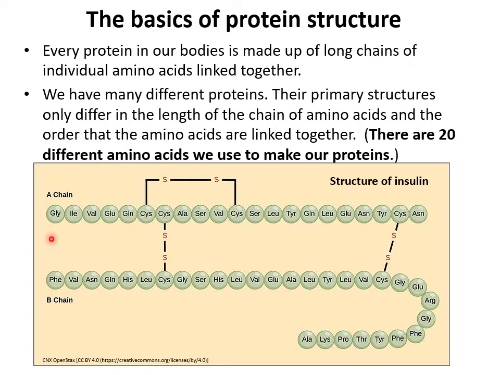There are 20 possible amino acids to be used to make a protein. So you could almost imagine it as 20 different colored beads. And they are linked together in a specific sequence that is unique for each protein. So insulin has this specific sequence: glycine, isoleucine, valine. You get the idea. And you read through each individual one.